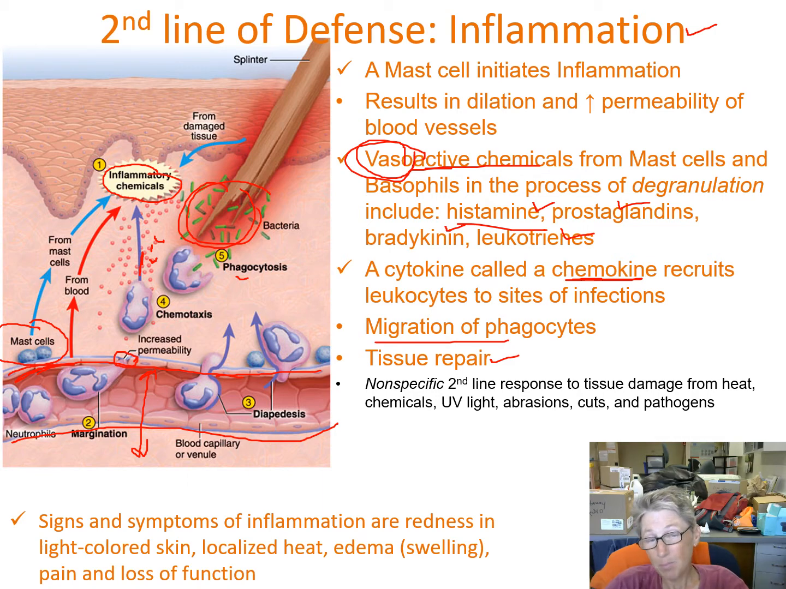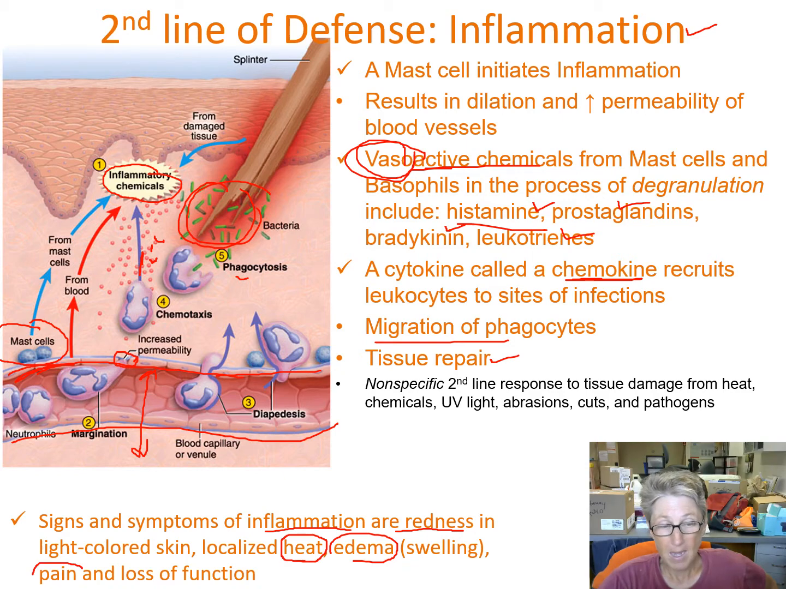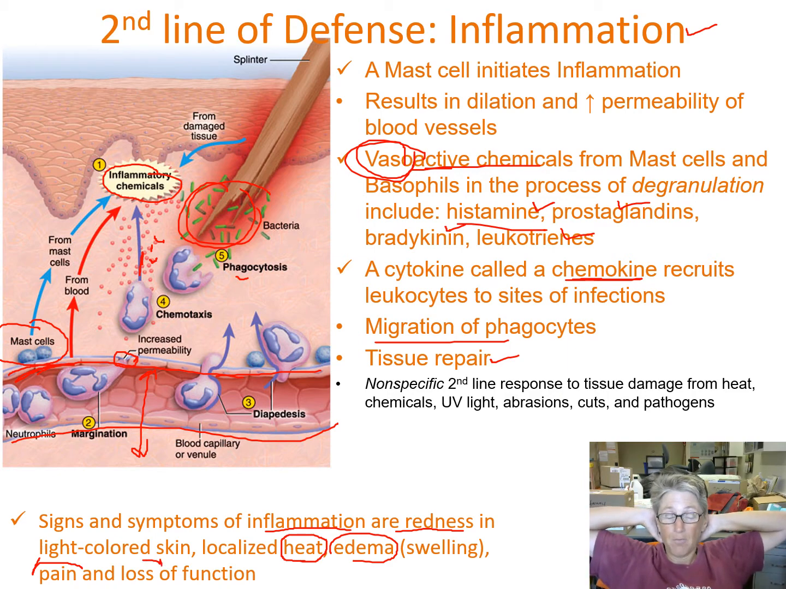Signs and symptoms of inflammation, you probably already know this because everyone's had inflammation in their lives, are redness. If you have light colored skin, you can see the redness in inflammation. You can feel that it's hot. If something's really inflamed, you can feel it's hot. It swells, that's edema. There's pain involved in inflammation. And then loss of function. If the inflammation is great enough and the pain is great enough, you can't use that body part.